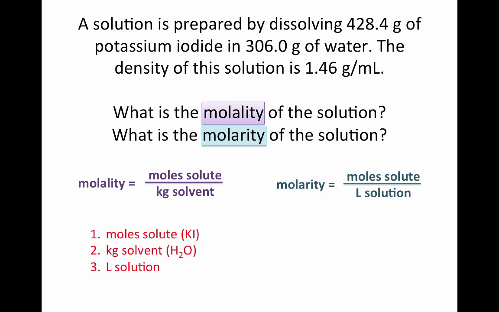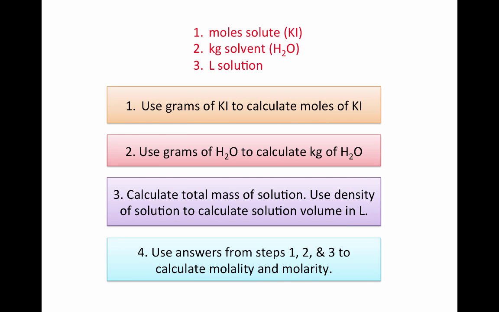So what do we need to determine? We need to calculate, first, the moles of solute. That's going to be used for both molality and molarity calculations. Second, the mass of the solvent in kilograms. We use that for molality. And third, for the molarity, we need to calculate the volume of the solution in liters. So once again, here's our plan.